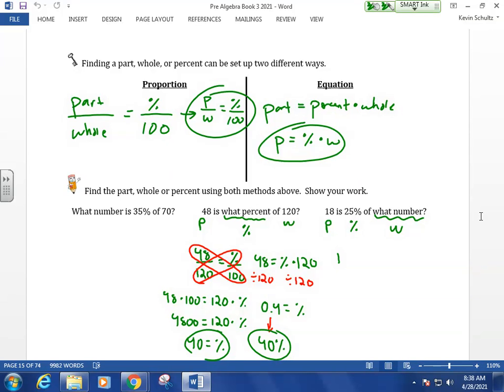P over W, we know what the part is. We're solving for W, equals 25 over 100. And again, since that 25 over 100 is a fraction, it's a percentage, I don't have to put that percentage symbol in there. Since we have a proportion, cross products works great. 18 times 100 equals 25 times W.